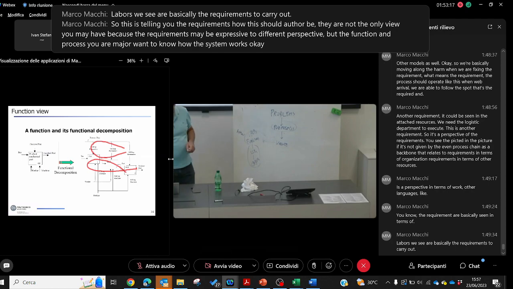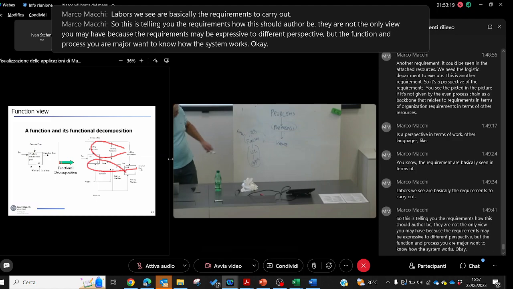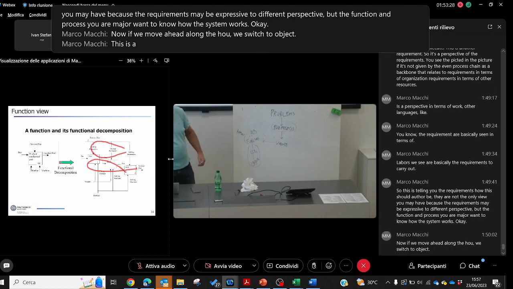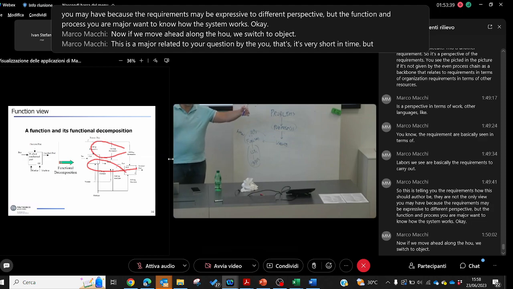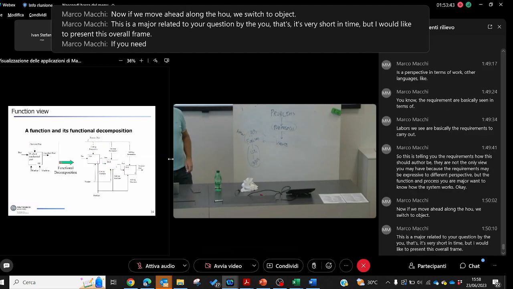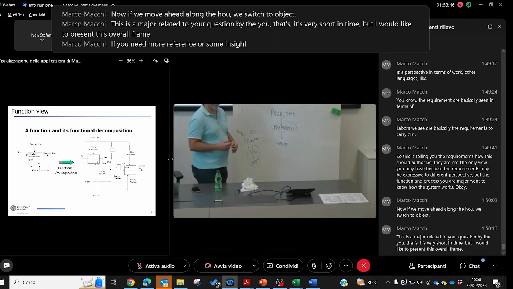Having said this, now if we move ahead along the how, we switch from function to objects. This is majorly related to your question. That's the technique. It's very short in time, but I would like to present it as an overall frame. Of course, if you need more references or some insights, it's a matter of looking at the references or asking.